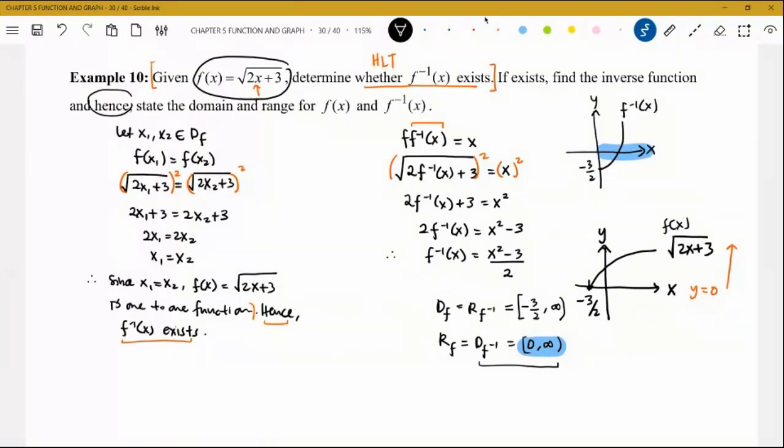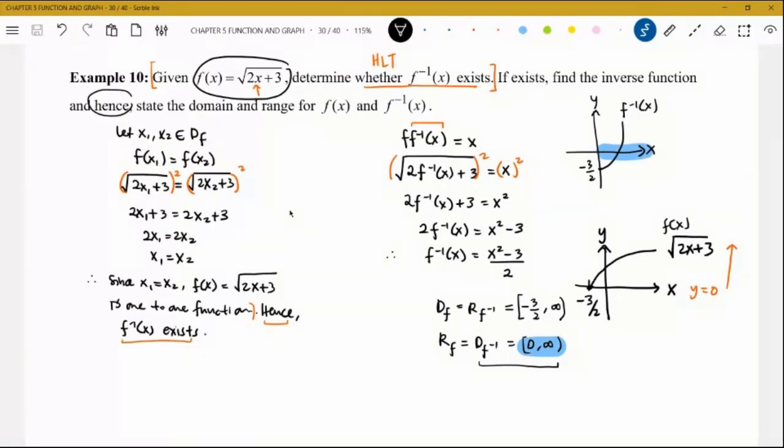Okay, itu adalah example 10. Are you okay? Are you good? Can we move? Okay, Miss. Any okay? Okay, Miss. Alright, okay.